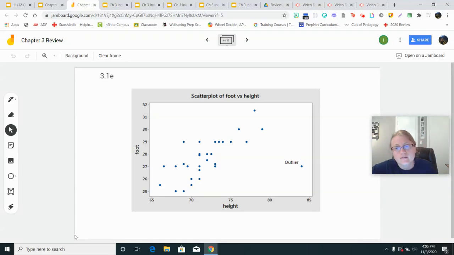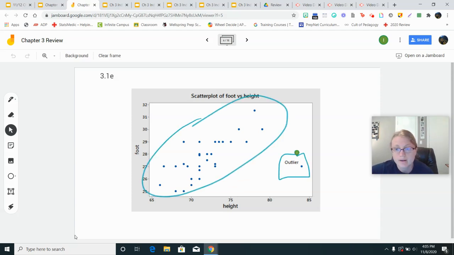Okay, let's take a look at a scatter plot and decide if an outlier is going to affect R and how it will affect R, if at all. So in this scatter plot, things that affect R. So here's our pattern, and this point is an outlier that does not fit the pattern.